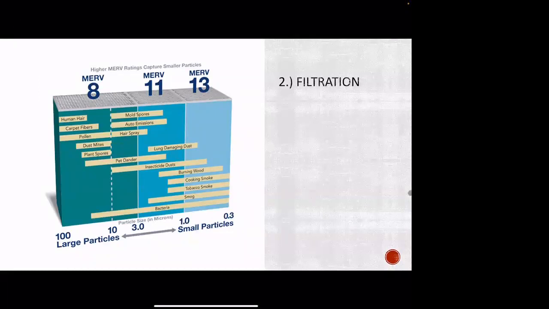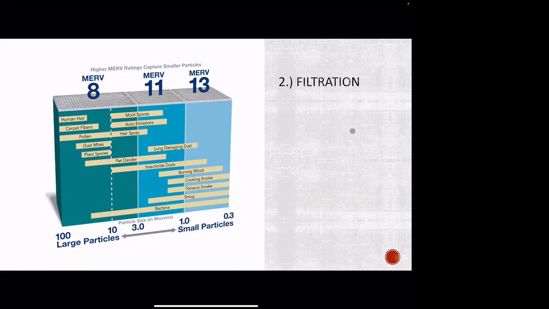Number 2 is filtration. So what we look at here is our sizes of our microns of particles and the different MERV ratings that we'll typically run into. 8, 11, and 13. You can obviously see here smaller particles at a MERV 13 filter. That would be lovely to have in most systems, but there are duct design and duct considerations when we're recommending this type of filter.